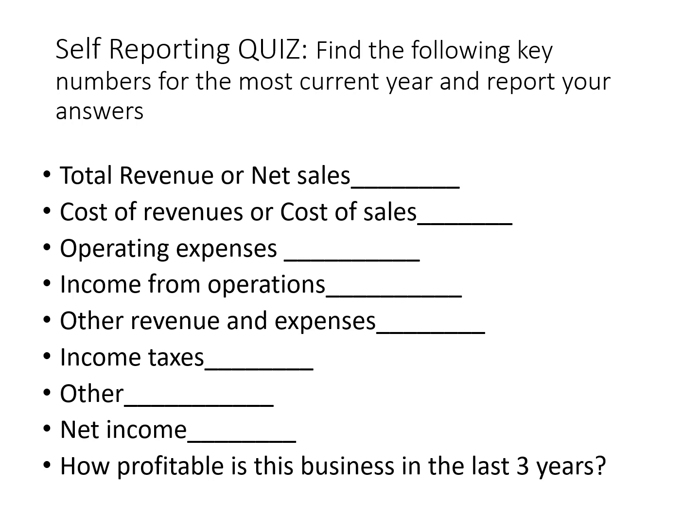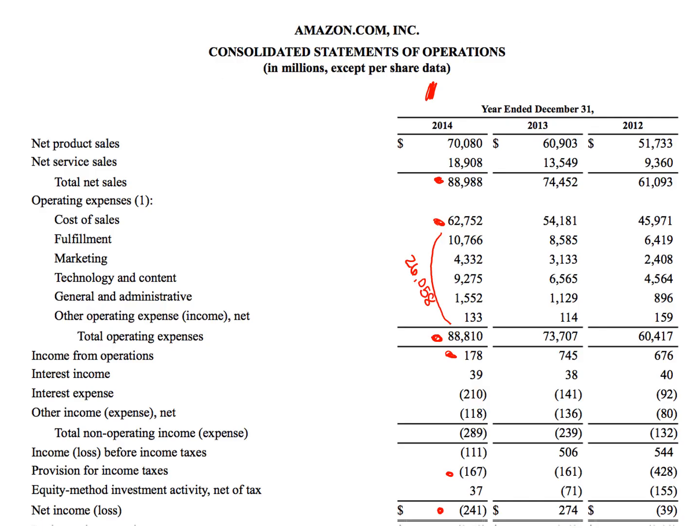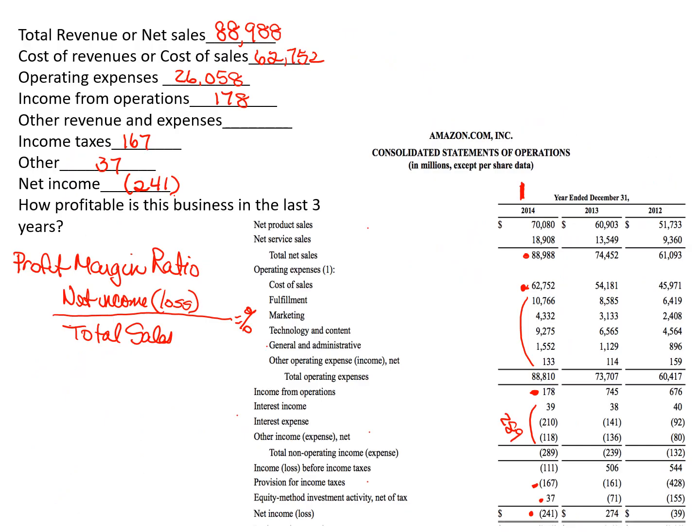So this may look familiar. You, a video or so ago, took a quiz on finding these numbers, the treasure hunt using Amazon. And for 2014, you figured out what the revenue or the net sales was. You figured out what cost of goods sold was, what operating expenses were, which you had to add up, what the income from operations was, what the other revenue and expense items were that didn't have to do with the day-to-day business, and what income taxes were, provision for income taxes.